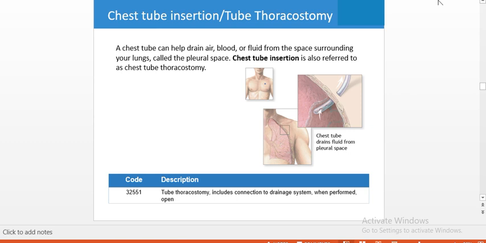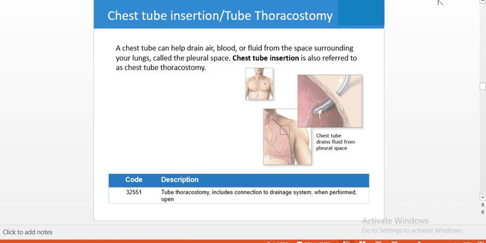Next, a common procedure in the ED is chest tube insertion, tube thoracostomy. So what is the purpose of this? A chest tube can help drain air, blood or fluid from the space surrounding your lungs called the pleural space. Where is the pleural space located? It is in between the lungs and the chest wall. To drain the blood, fluid, air from the pleural space, the physician will insert a chest tube or tube thoracostomy.